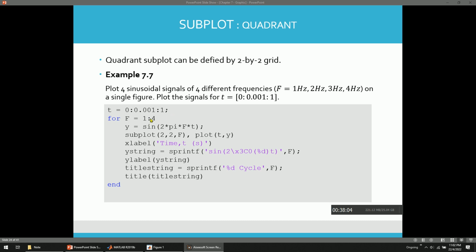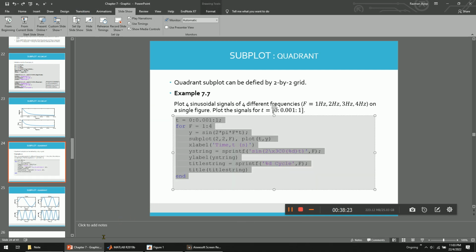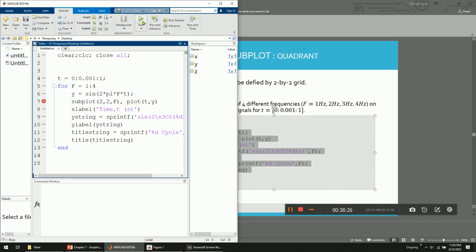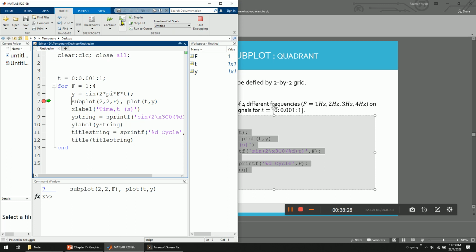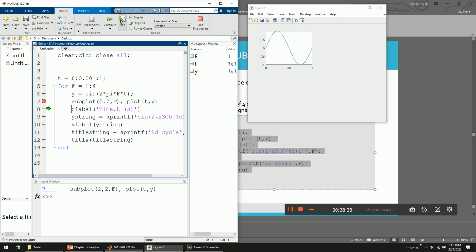Because when you use 4, of course you need to have a different separate index here if you have different frequency here. Let me change this, I think. Okay, so let's take a look. So you can see here, plot the first one, and then label it, y label.